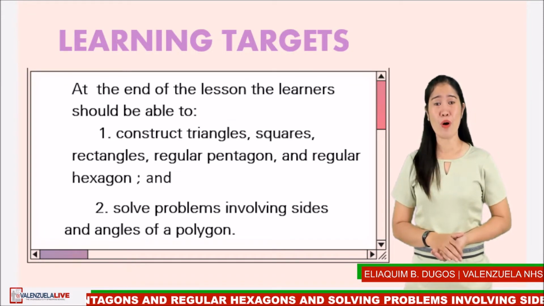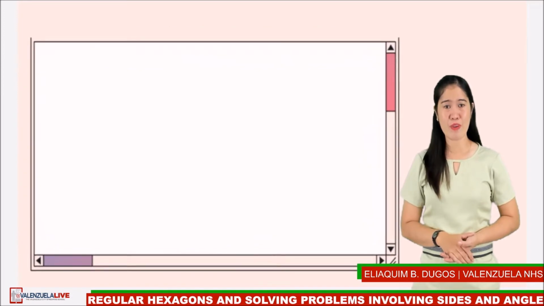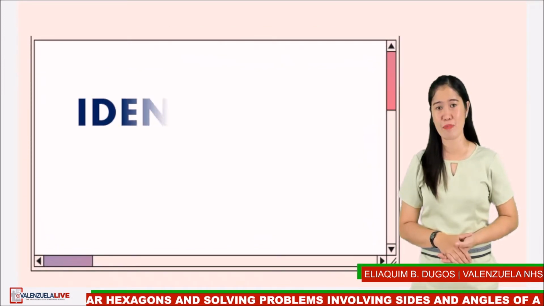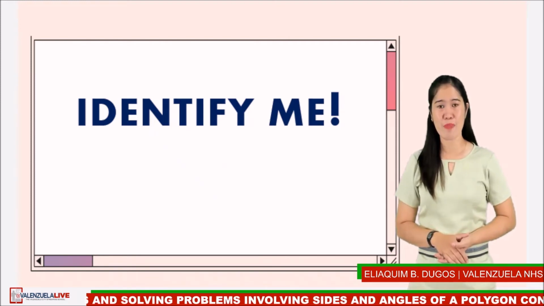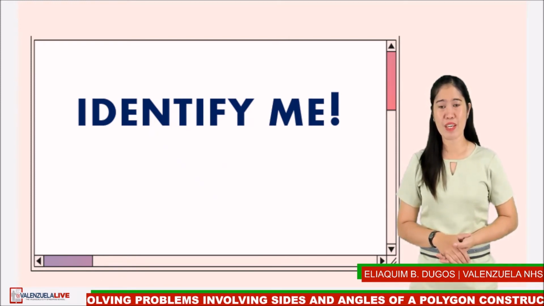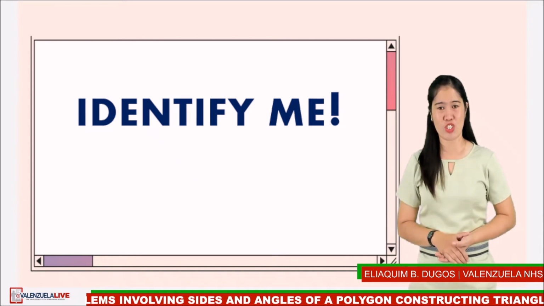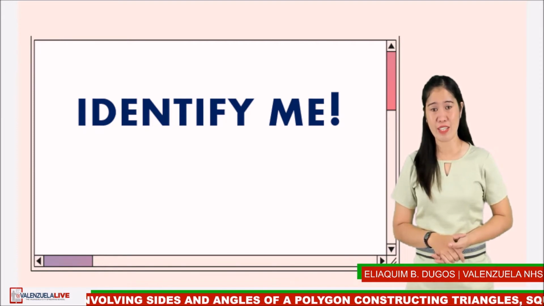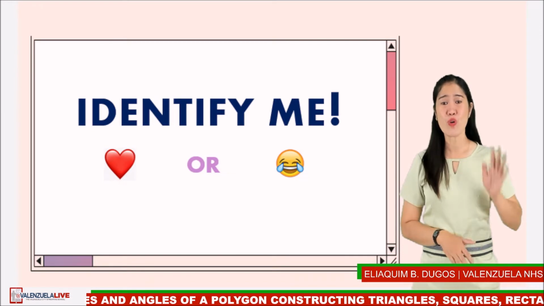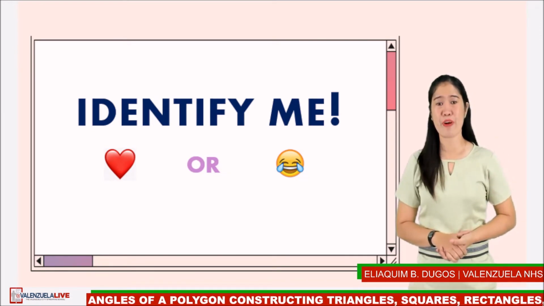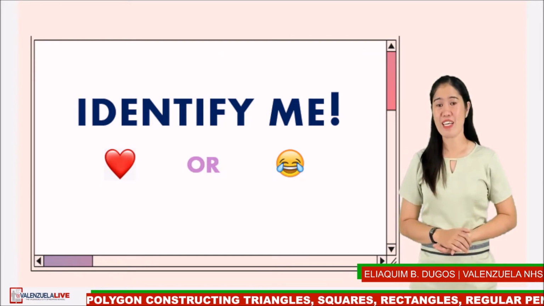I know that you're all excited about our topic for today. Let us begin with the activity entitled Identify Me. You have to identify what type of polygon the supplied picture represents based on the given image. Just click whether it's a heart or haha reaction. You have 5 seconds to type your answer in the comment section below. Are you up for it? Let's begin.